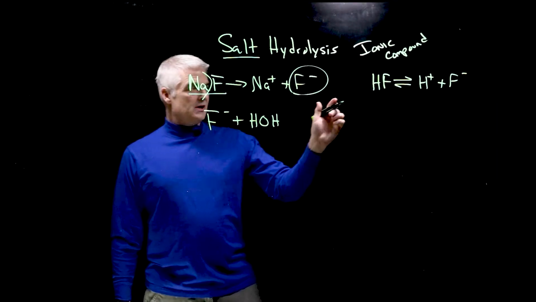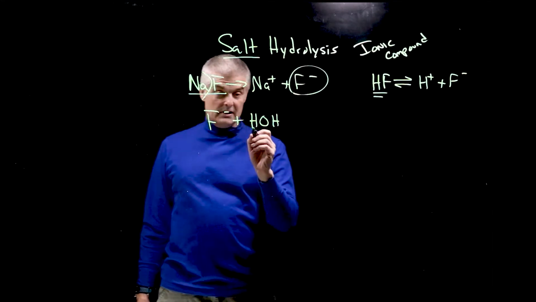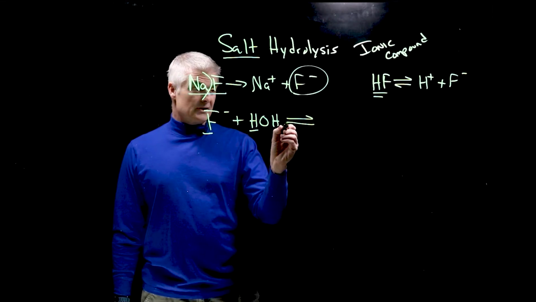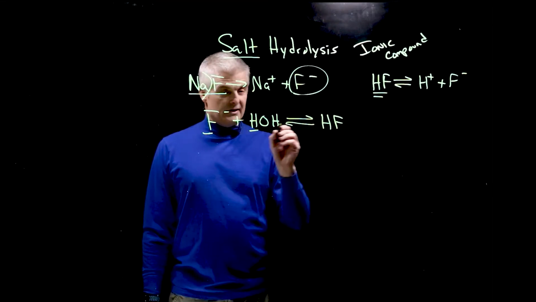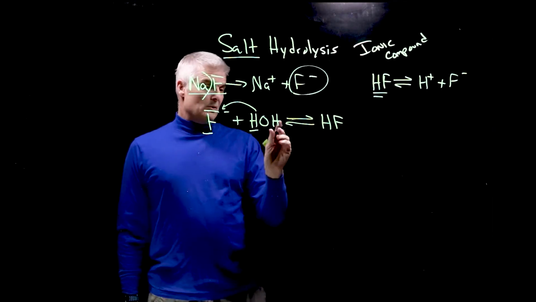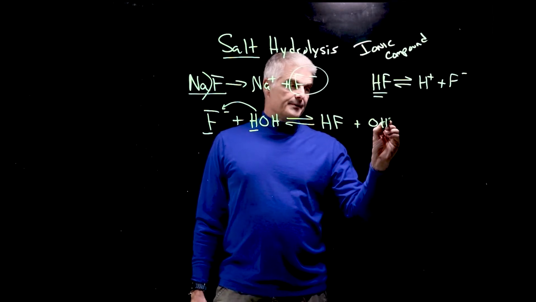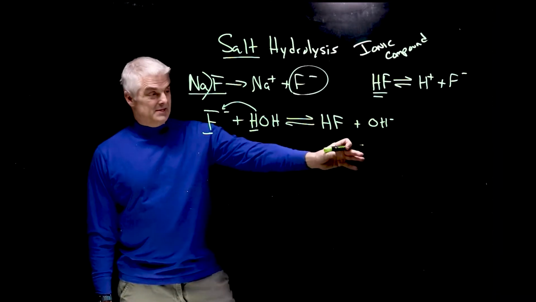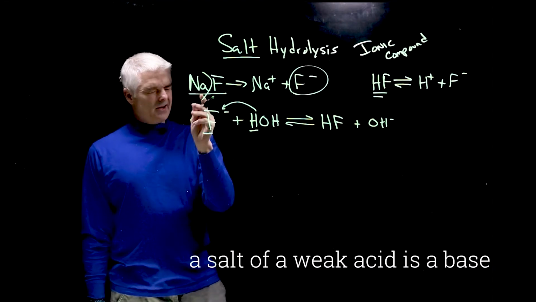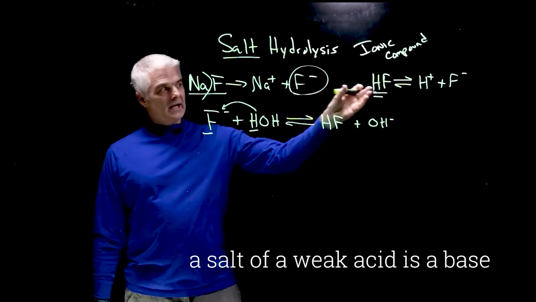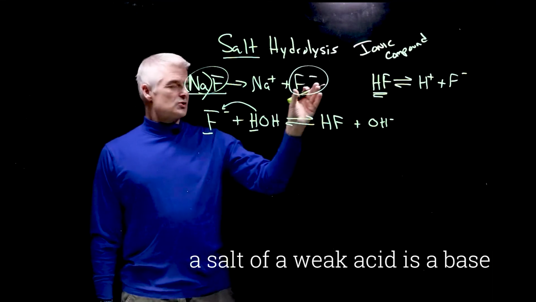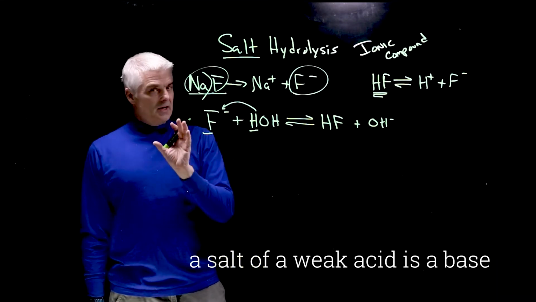Because the bond between H and F is pretty strong, this H is going to get together with this F. Not completely, so we draw a double arrow, and it makes HF. This H comes and attaches to the F, because they like each other, strong bond, but what's left over? Hydroxide. Hydroxide is what makes bases, so that's what makes this a base. So the salt of a weak acid is a base. The salt of a weak acid is a base.